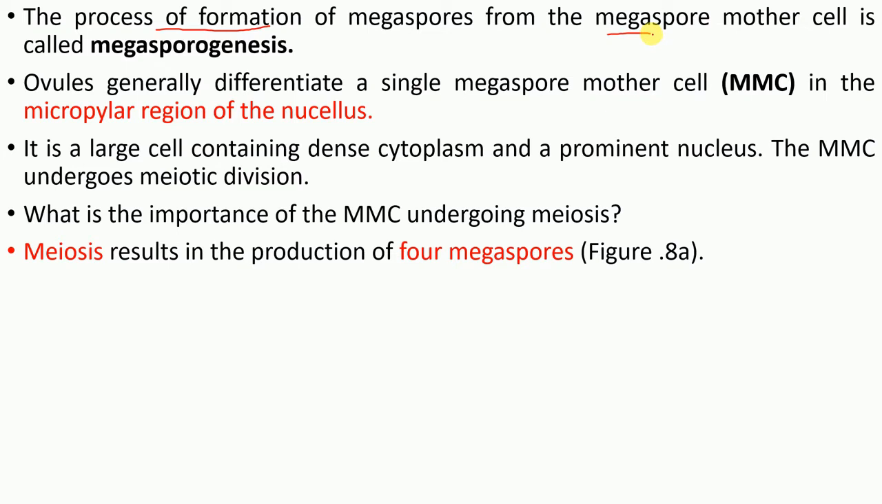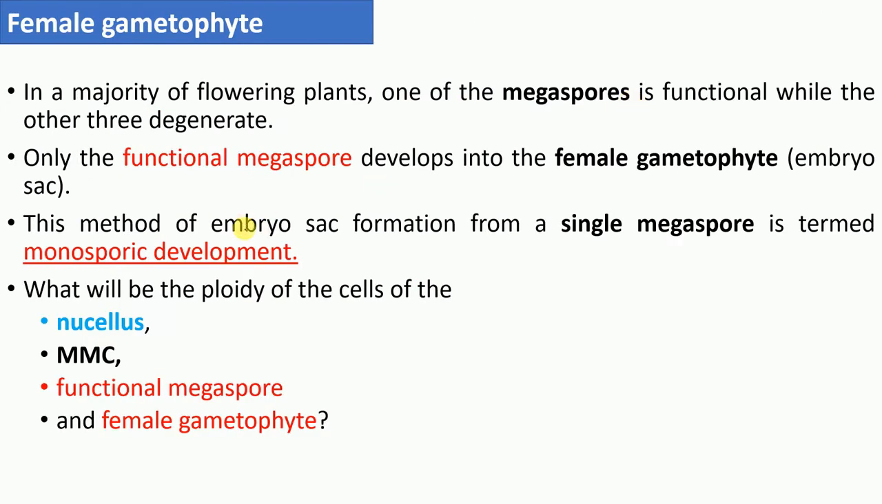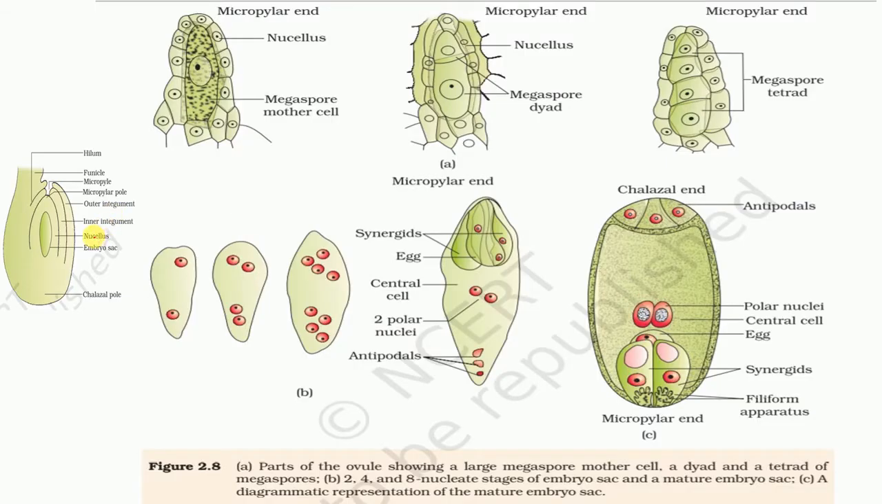Why is it called megaspore? Because the female gamete is larger than the male gamete. That's the reason it is megaspore. And the process of formation of this megaspore from the megaspore mother cell is known as megasporogenesis. Genesis means formation, right? So the ovule generally differentiates a single megaspore mother cell, the MMC, from the nucellus. You can see here, we have already gone through this, this is the nucellus, right?